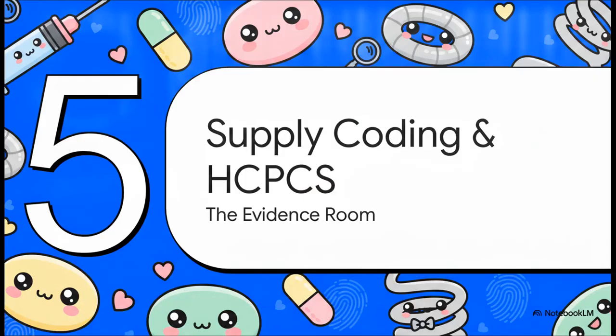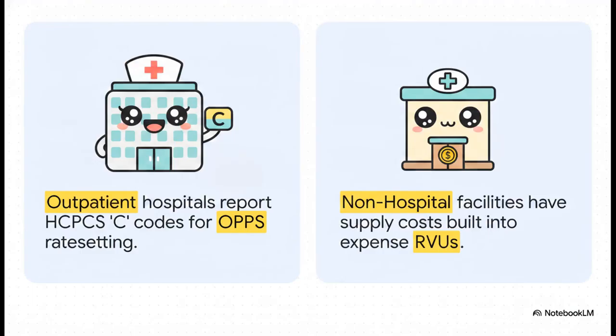All right, Section 5, Supply Coding and HCPCS, the evidence room. Aside from the procedure itself, we have to account for the physical evidence of the case, the drugs, the devices, the stents, and the catheters used during the intervention. But who reports these supply codes? Well, it completely depends on the facility type. Outpatient hospital departments report most vascular device codes using HCPCS C codes. Even though they are generally packaged and not separately paid, hospitals must report them because CMS uses this claims data for future rate setting. Accurate charge capture here literally ensures the specialty's future reimbursement.